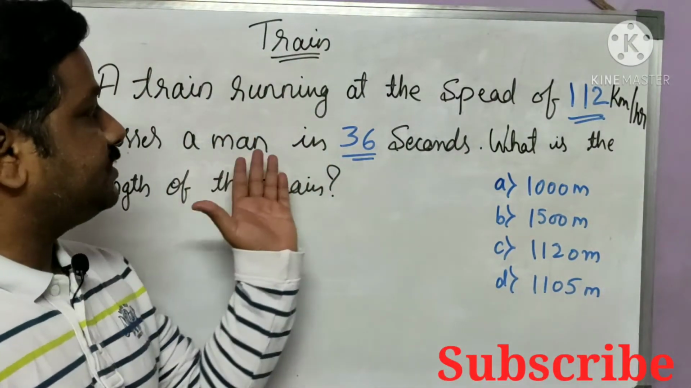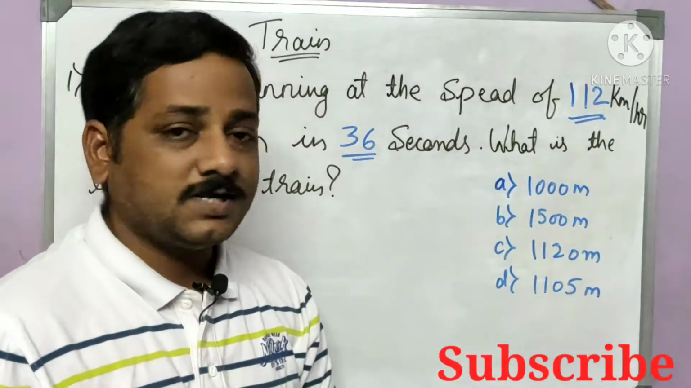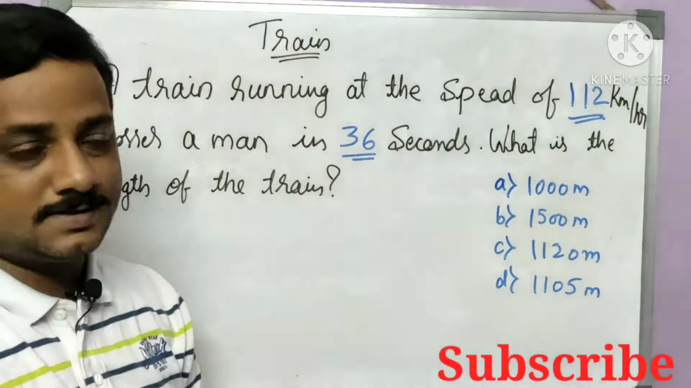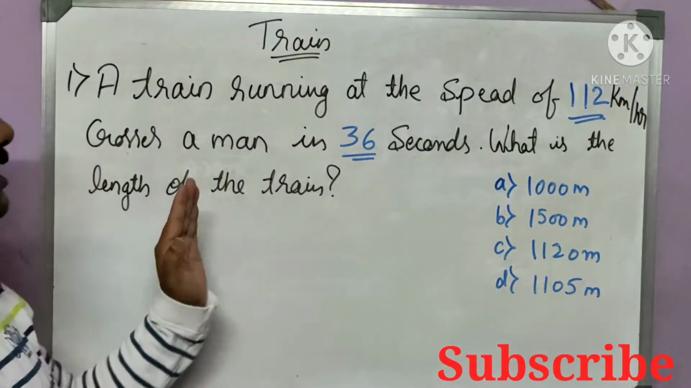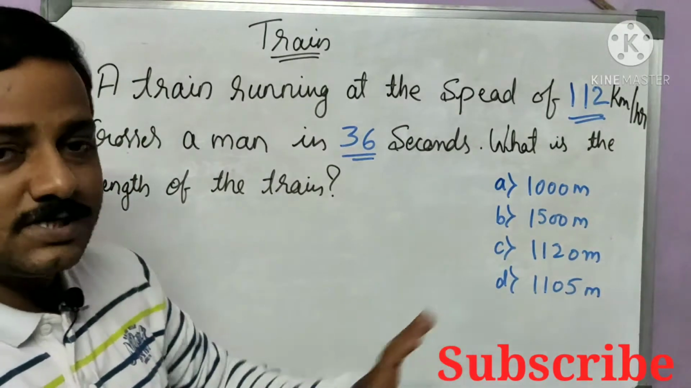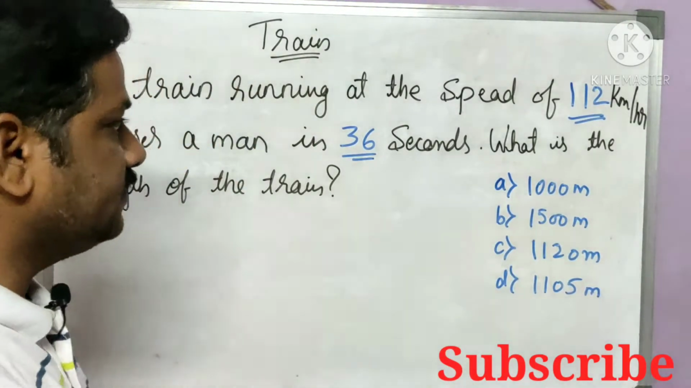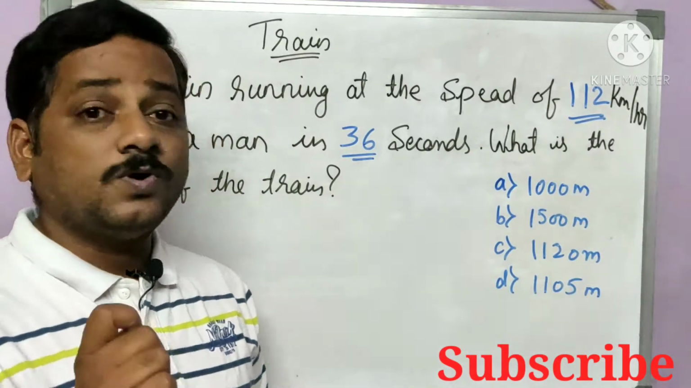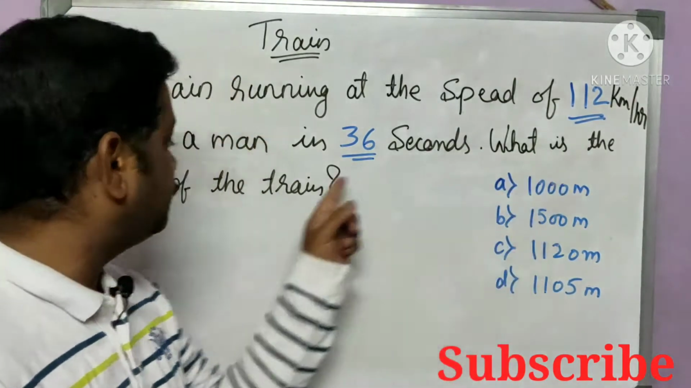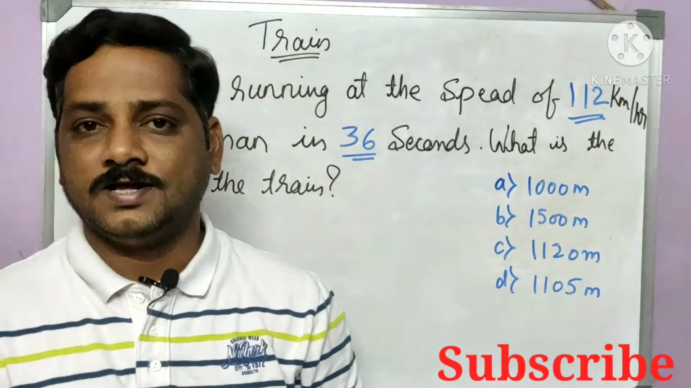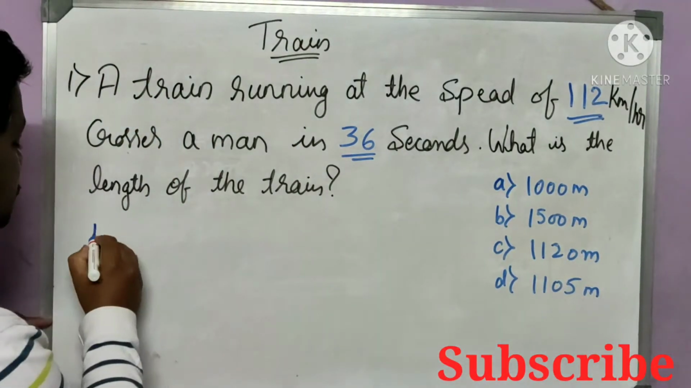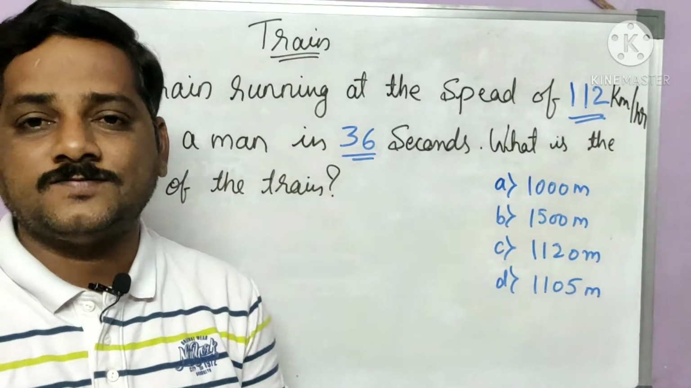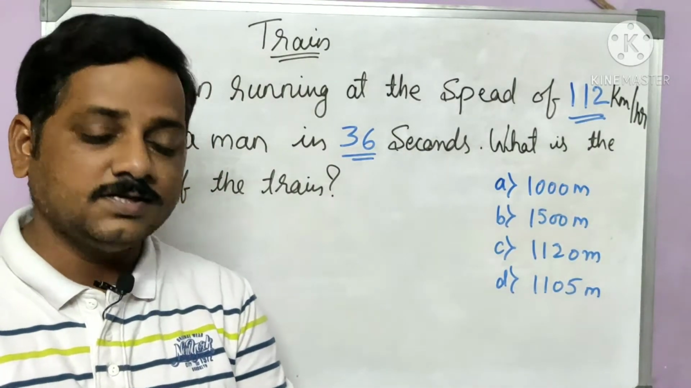Here, a train running at the speed of 112 km per hour crosses a man in 36 seconds. What is the length of the train? Four options have been given. While solving these kinds of questions, first write what you need to find. Here you need to find the length of the train, that is nothing but the distance D. What is the distance of the train, or the size of the train?